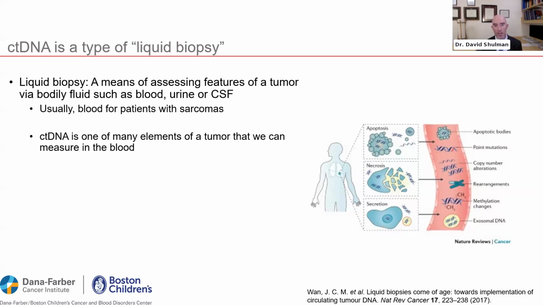Circulating tumor DNA is one of many elements of a tumor that we can measure in the blood. And so on the right is a figure from a really wonderful review article that I recommend checking out if you're interested in diving more into the weeds of this technology, from Nature in 2018. The first author is Dr. Wan. And we think that circulating tumor DNA, which are little double-stranded bits of DNA that float around in our blood, come out of tumor cells when the tumor cells either undergo regulated cell death, which we call apoptosis, or unregulated cell death called necrosis, or are actively excreted or secreted by the tumor cells.